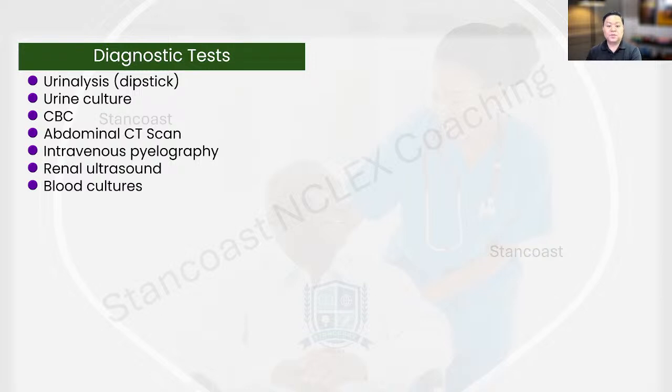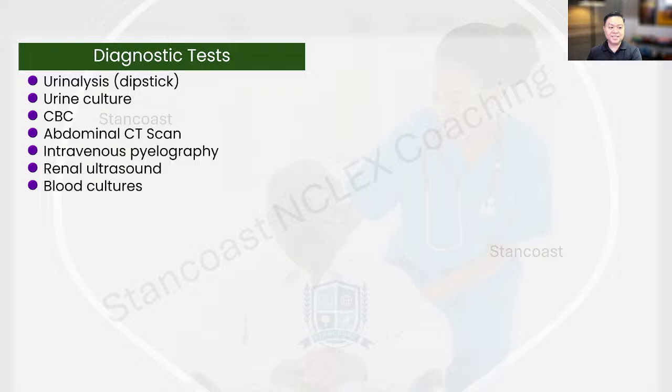Now, this will also differentiate the true infection and possible contamination of the sample during that collection. That is why urine culture is one of the mainstays in the diagnostic testing. Now, here we have the complete blood count, which will show the white blood cells with, of course, elevation of the neutrophils and the bands. And this is really going to be a common finding in pyelonephritis.